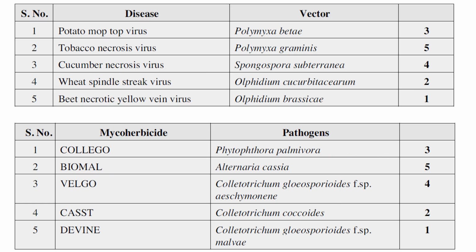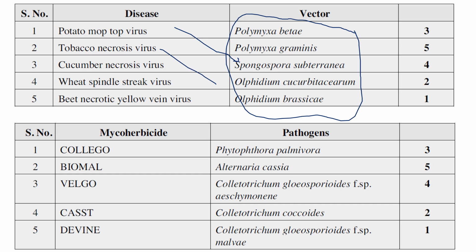Diseases and their vectors involved. Potato mop top virus is transmitted by Spongospora subterranea. Here, all the vectors mentioned on the right side are fungal vectors. A couple of species like Polymyxa, Spongospora, Olpidium come under Chytridiomycota as well as Plasmodiophoromycota. So potato mop top virus is transmitted by Spongospora.